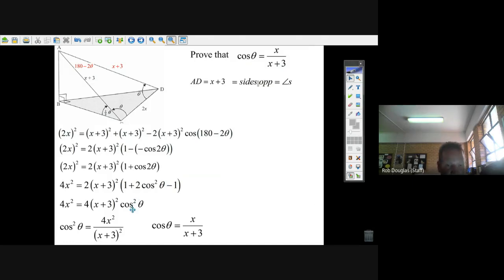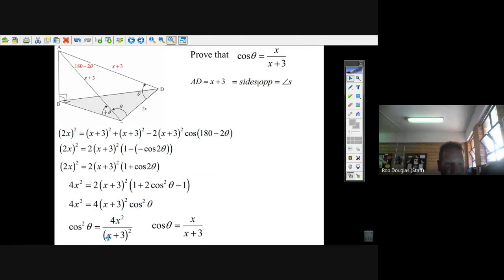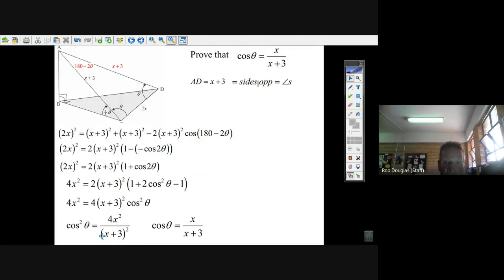Now I'm looking at this thing here. What can I do here? I can see that if I divide by 4 cos squared theta, then there'd actually be a 4 here. I'm missing it a little bit here. If I divide by this 4 times x plus 3 squared, that's what cos squared theta equals. There actually should be a 4 there. Now the 4's cancel. And now if I take the square root of both sides, I get to my answer. So you can use the law of cosines. I did the cosine rule to figure that out.